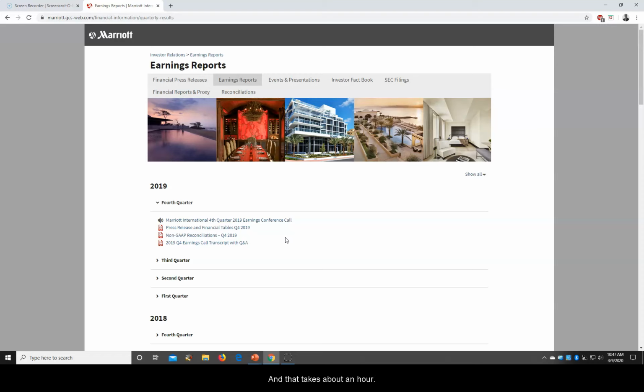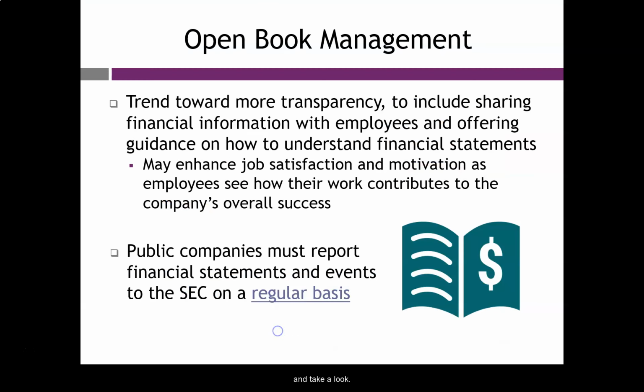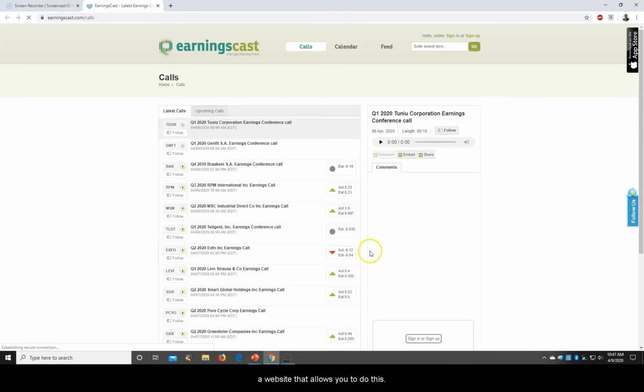And that takes about an hour, wrap it up, and they have a transcript, and you can listen to it. So it's kind of interesting. And you don't have to be just Marriott. If you're interested in other companies, you can just pull them up and take a look. So let's take a look at a website that allows you to do this.